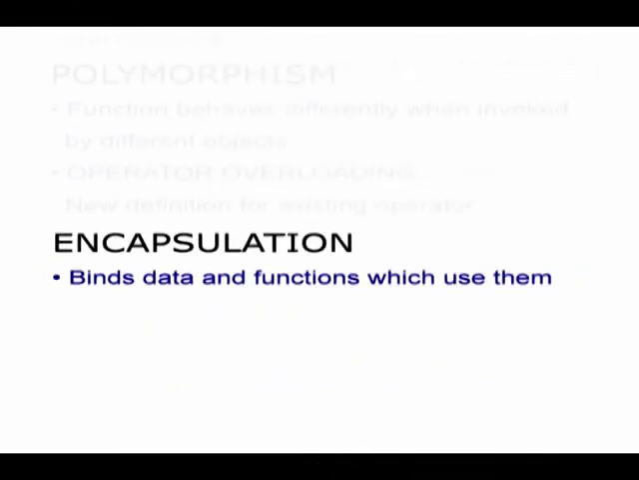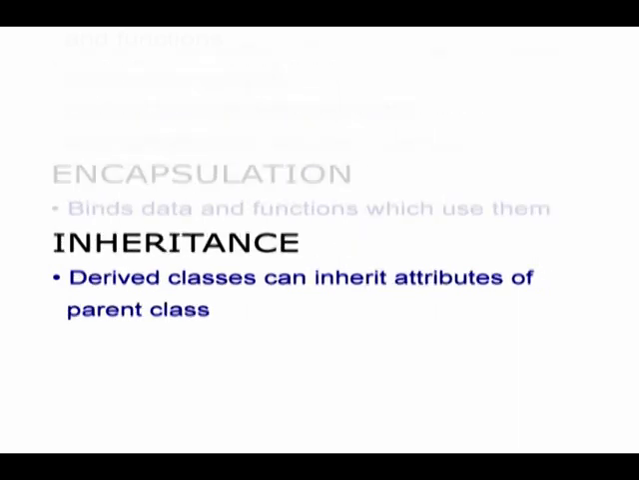Another useful feature is encapsulation. It is a feature in which data is bound to the functions that use them. This is done through classes. Outside classes cannot directly access the data belonging to a class. Data encapsulation leads to data hiding. The next important feature is inheritance. It is the feature in which derived classes can inherit the attributes from a parent class.